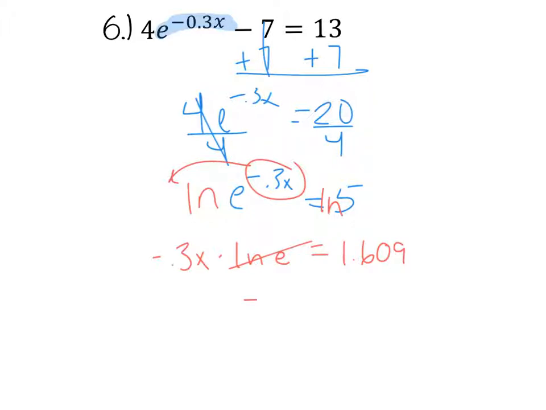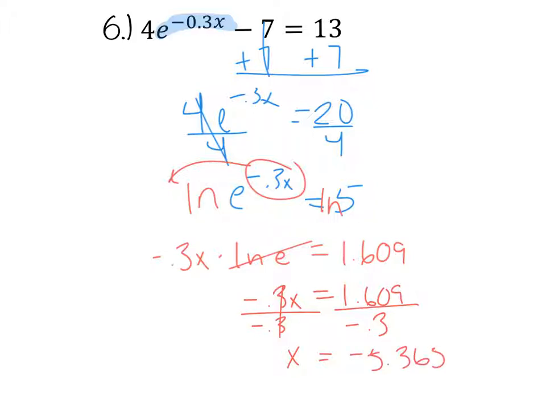So I have negative 0.3x equals 1.609, divided by negative 0.3, divided by negative 0.3. I already have this kept in my calculator, so if I just hit divided by negative 0.3, it'll give me an exact answer, well, close to exact. X equals negative 5.365. There you go. And so that's the other way of solving logs.